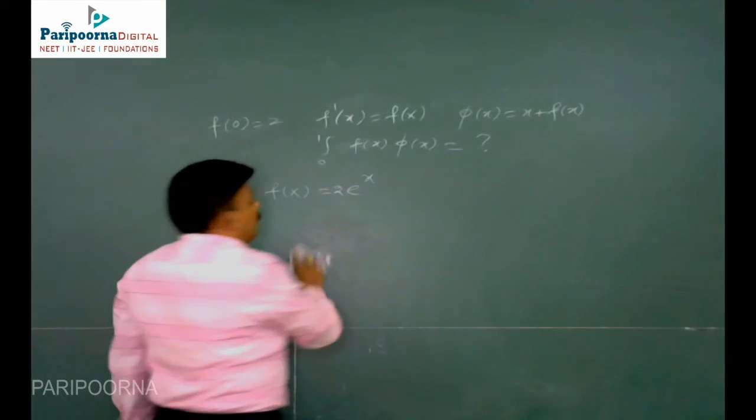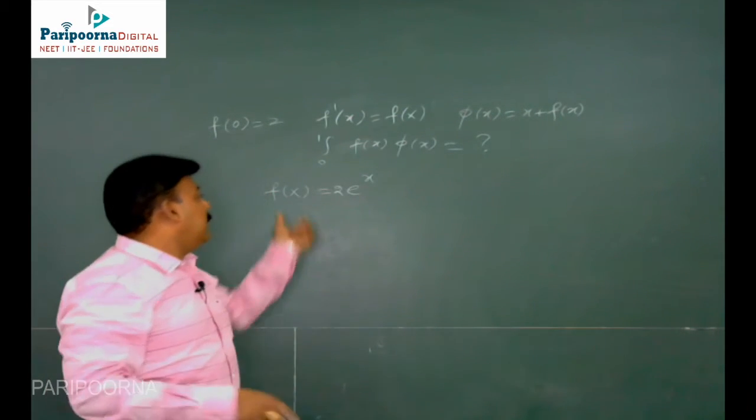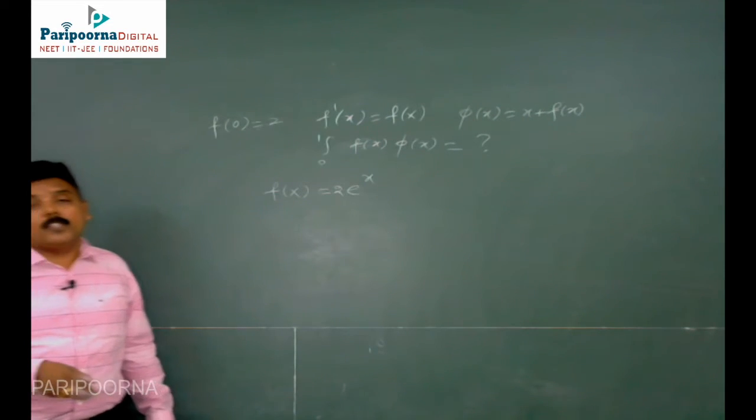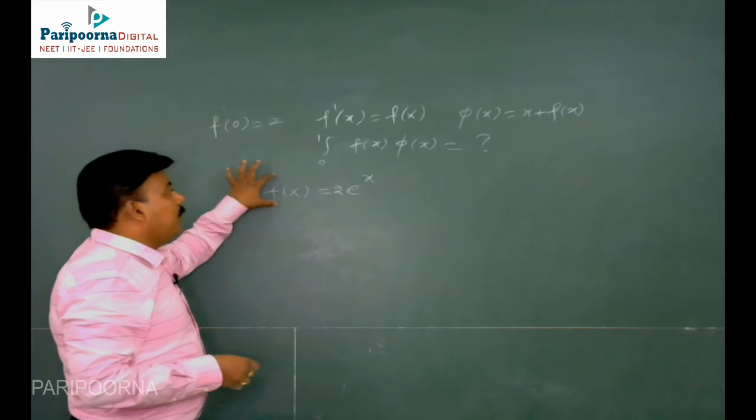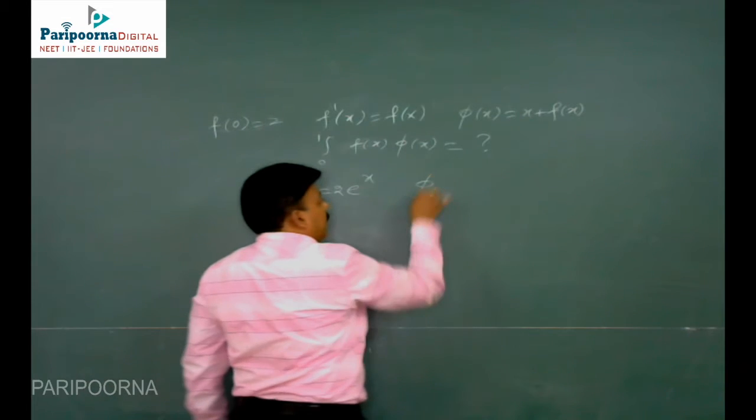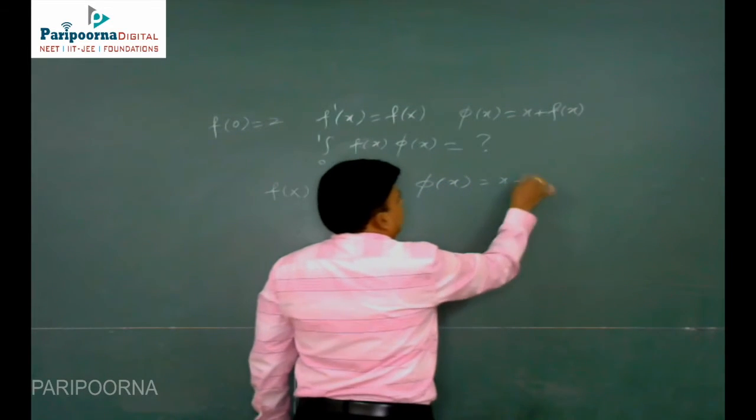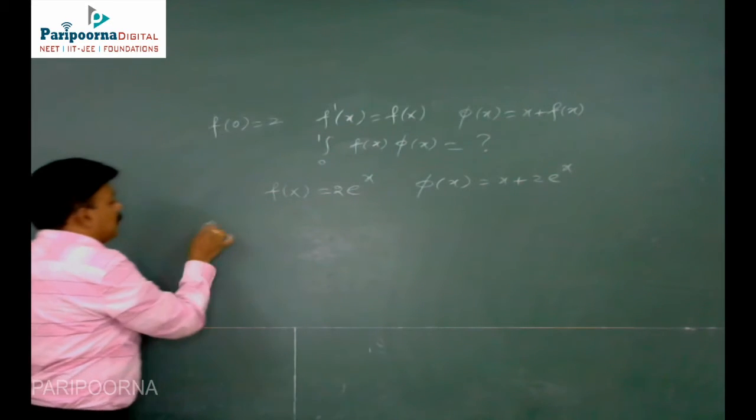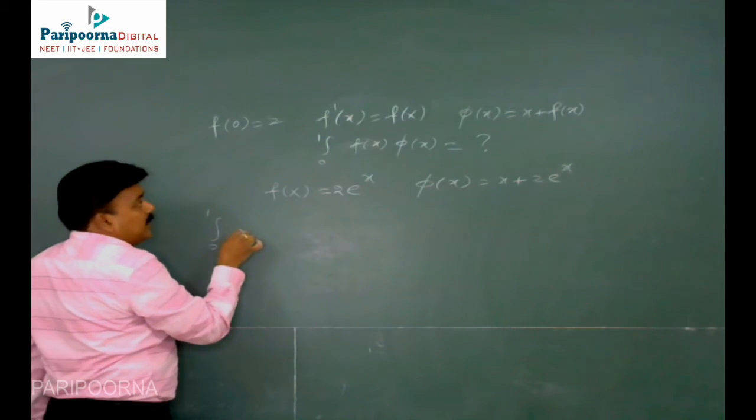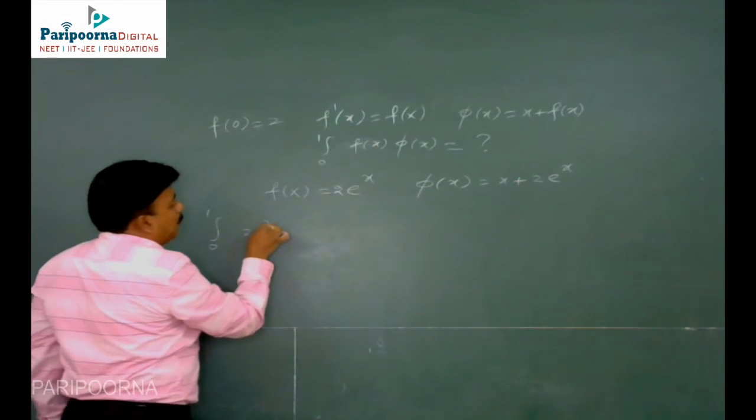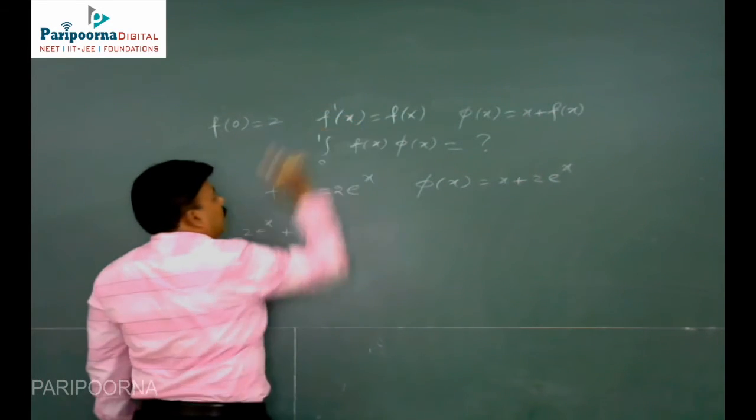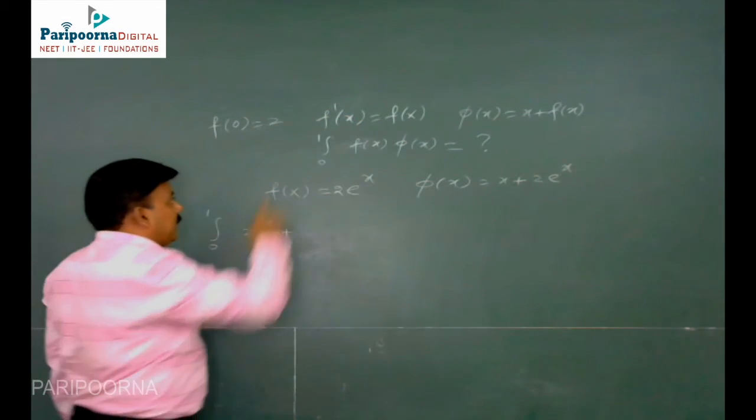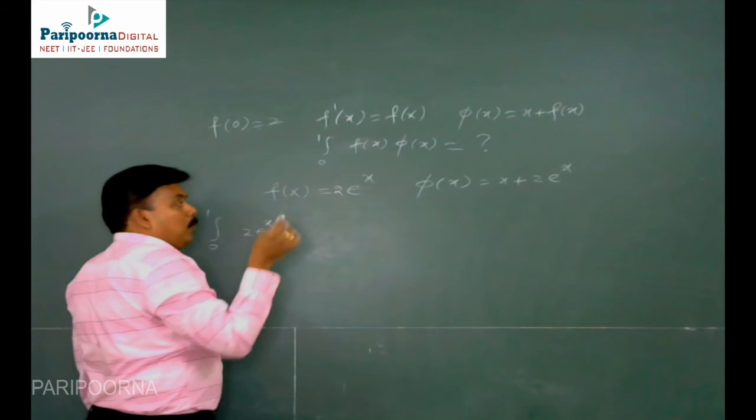So now I have done the trial work and I have taken f of x as 2 e power x. Once f of x is known, you can get phi of x. What is phi of x? X plus f of x, that is x plus 2 e power x. Now the problem is simple. Basically this is a very simple problem, but without finding f of x, it will be tedious. Directly if you want to apply, it will be tedious.